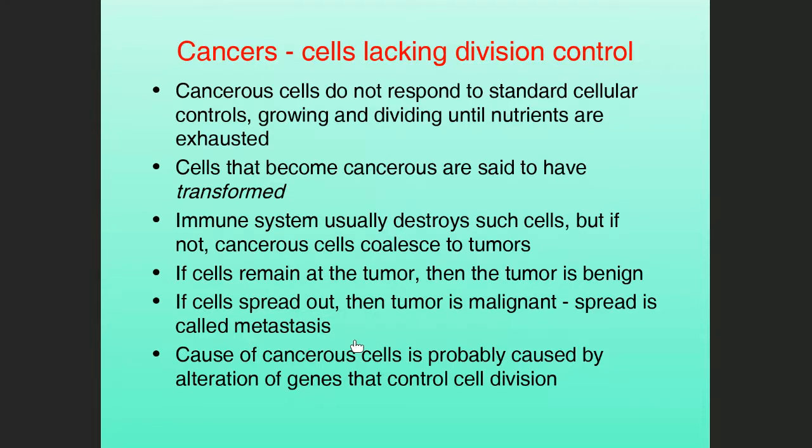If the cell remains at the tumor site, then the tumor is at its beginning, and if the cells spread out, then the tumor is malignant. The spread is called metastasis. Cancer is probably caused by alteration of the genes that control cell division.